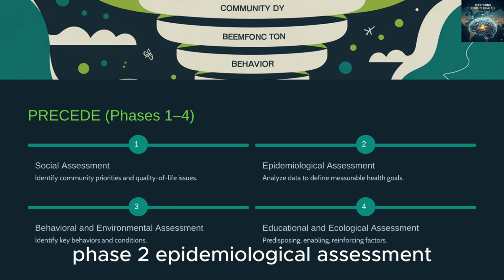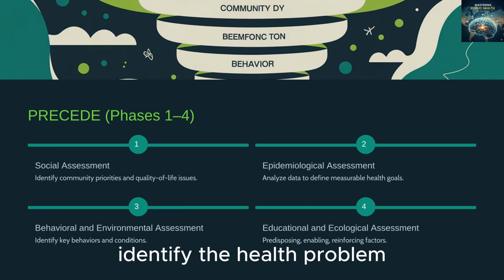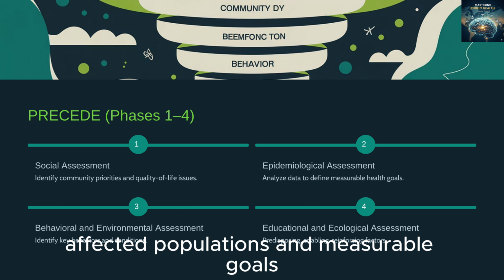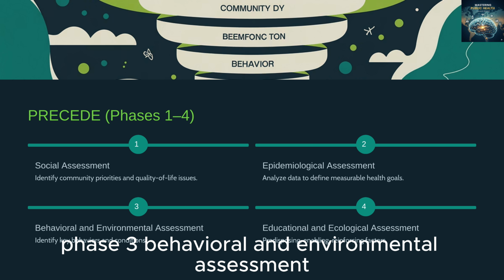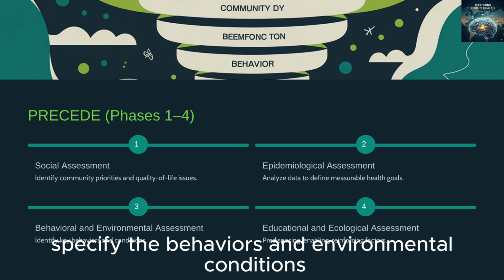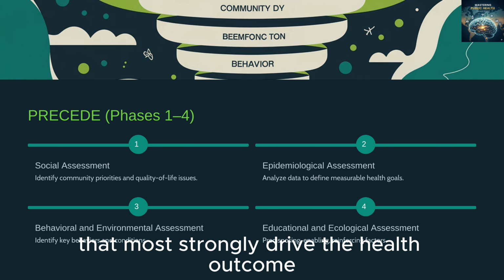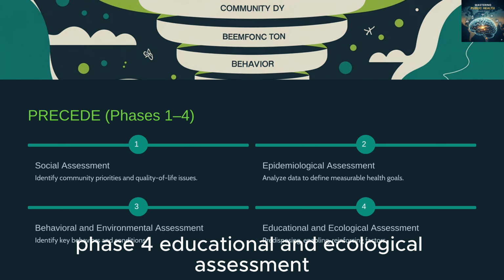Phase 2, epidemiological assessment. Identify the health problem, affected populations, and measurable goals using epidemiologic and surveillance data. Phase 3, behavioral and environmental assessment. Specify the behaviors and environmental conditions that most strongly drive the health outcome. Phase 4, educational and ecological assessment.